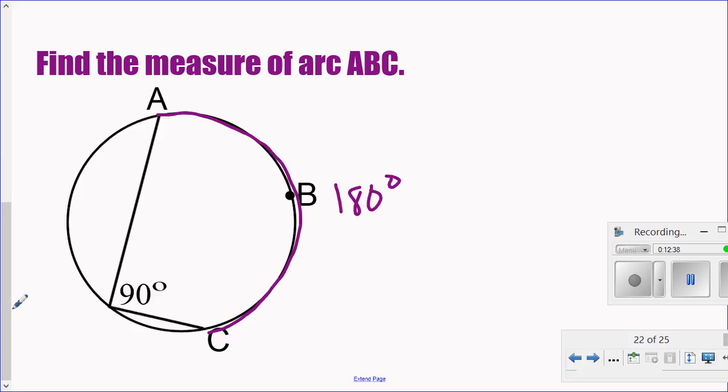So what that should be showing you is that anytime you have a semicircle, its inscribed angle is going to have a measure of 90 degrees, or it's going to be a right angle. And anytime you have a right angle that's inscribed, its intercepted arc will have measure 180 degrees, meaning it'll be a semicircle. That's it for now on inscribed angles.